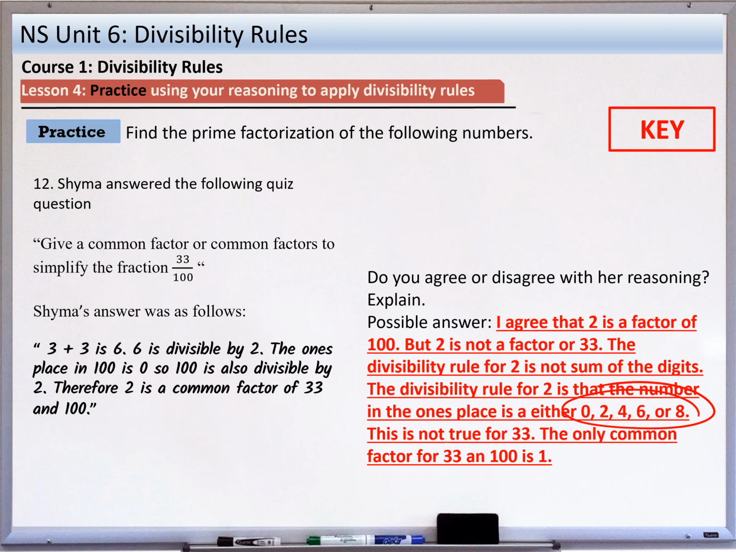Okay? So your answer should include, typically, especially when you're talking to someone, what you agree with, but then you also tell them what you disagree with. So that's why this has 2 parts. I agree with the fact that 2 is a factor of 100, but I don't agree with the fact that 2 is a factor of 33. And moreover, we don't use the sum of the digits for 2.